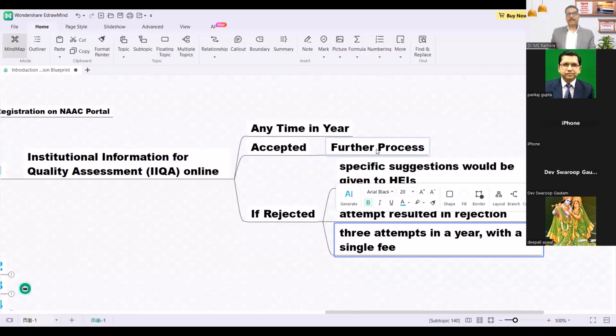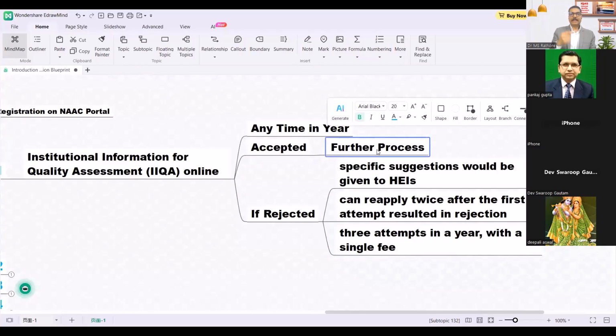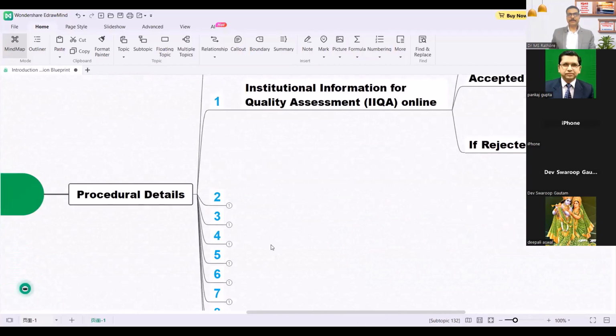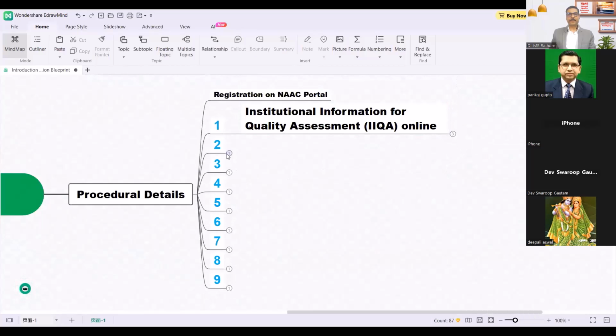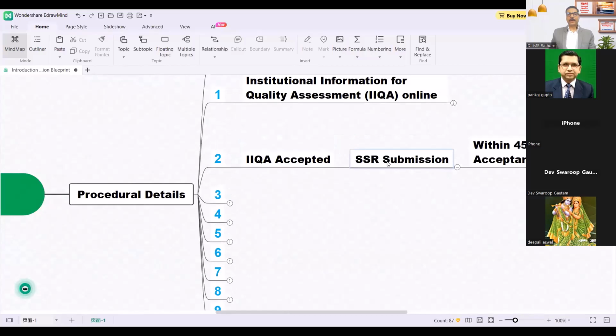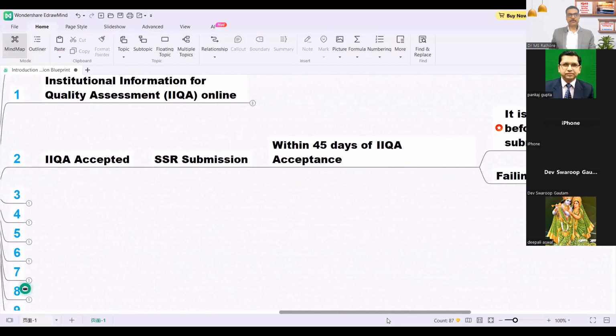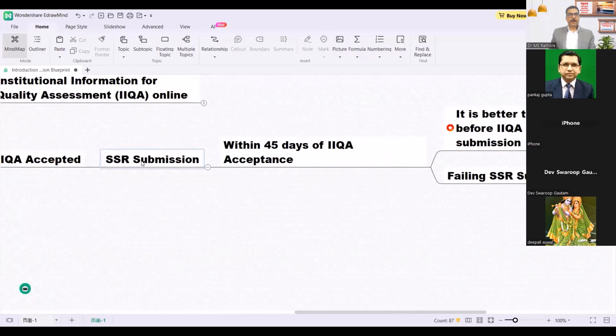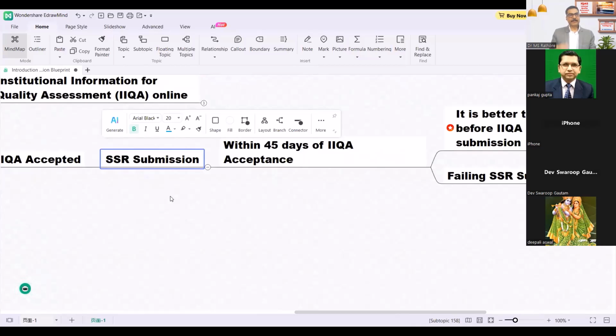Now, if the IIQA is accepted, then you would move to the next step. Here one important thing has to be taken care of. I was telling you that many institutions make mistakes. The SSR submission is the third step.